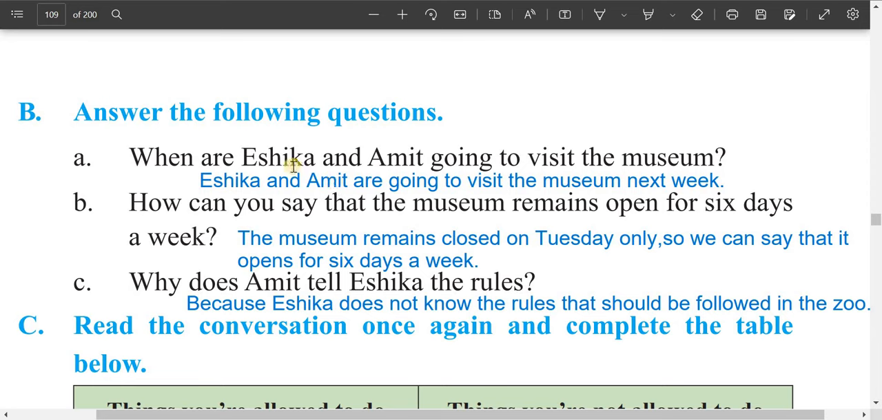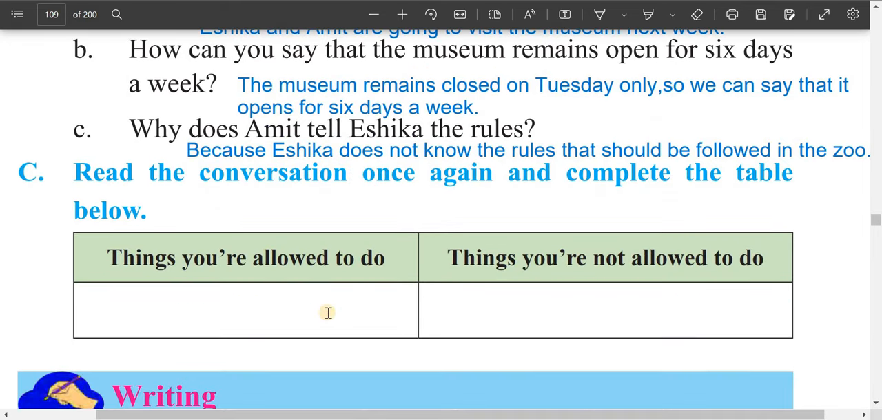Now see. When are Ishika and Amrit going to visit the museum? You can find it in the conversation above. Ishika and Amrit are going to visit the museum next week. B. How can you say that the museum remains open for 6 days? The museum remains closed on Tuesday only, so it opens for 6 days a week. Why does Mitchell ask Jessica about the rules? Because Jessica doesn't know the rules that should be followed in the zoo.